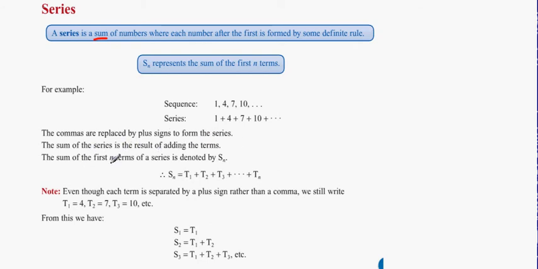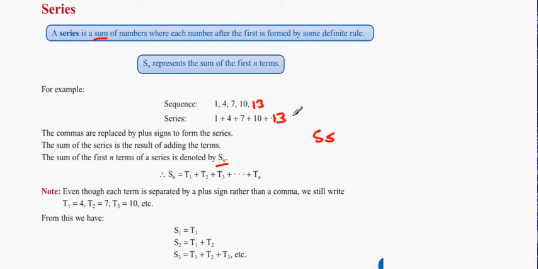The sum of the first n terms of a series is denoted by Sn. Sn is basically adding all the first n terms of the series. So for example, if I said S5, S5 would be adding the first 5 numbers together. So you get 1 plus 4 plus 7 plus 10 plus 13.